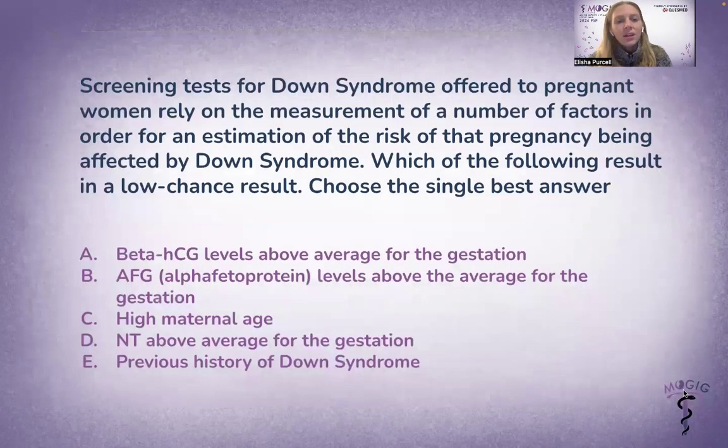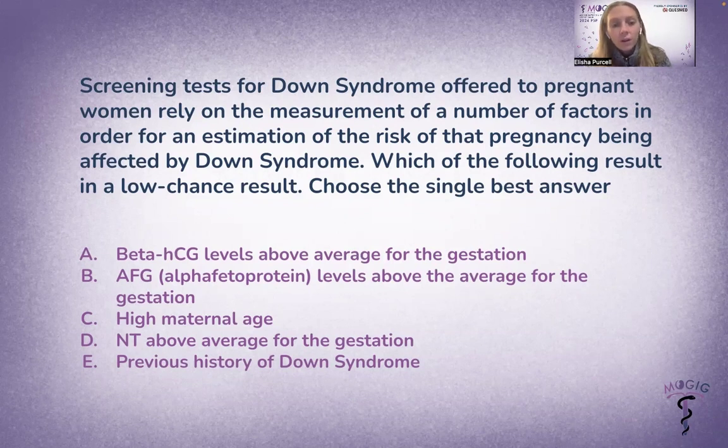Right, next question. Screening tests for Down syndrome offered to pregnant women rely on the measurement of a number of factors in order for an estimation of the risk that the pregnancy is affected by Down syndrome. Which of the following results in a low chance result? So choose a single best answer. A, beta HCG levels above average for gestation.